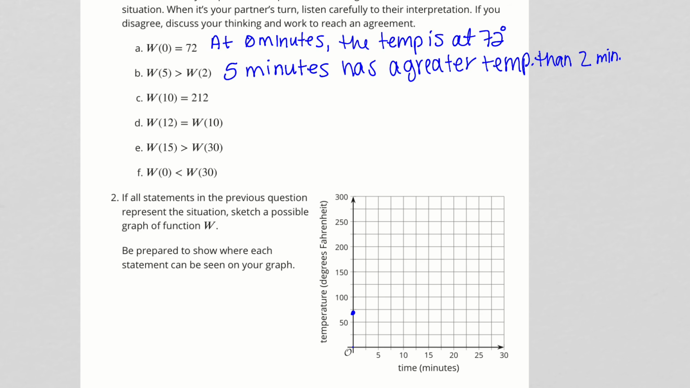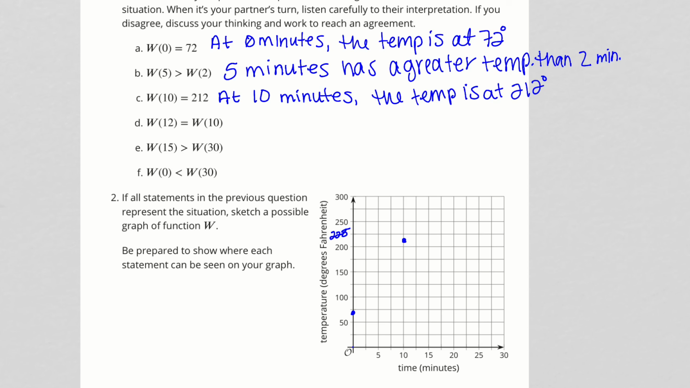Then on C, we have W of 10 equals 212. So at 10 minutes, the temp is at 212. Okay, so at 10 minutes, we need to go up to right at around the halfway point between 200 and 225, because the halfway point between those two numbers is 212.5.